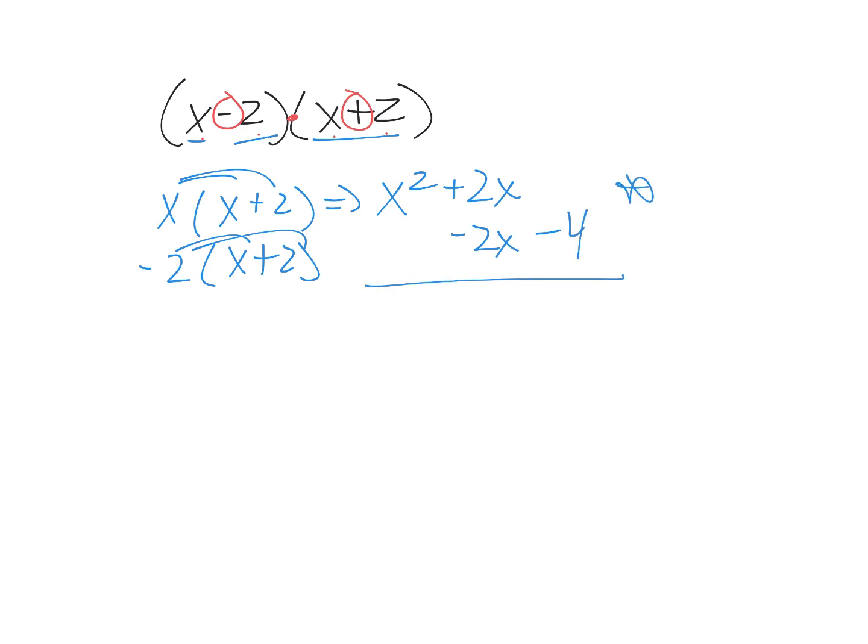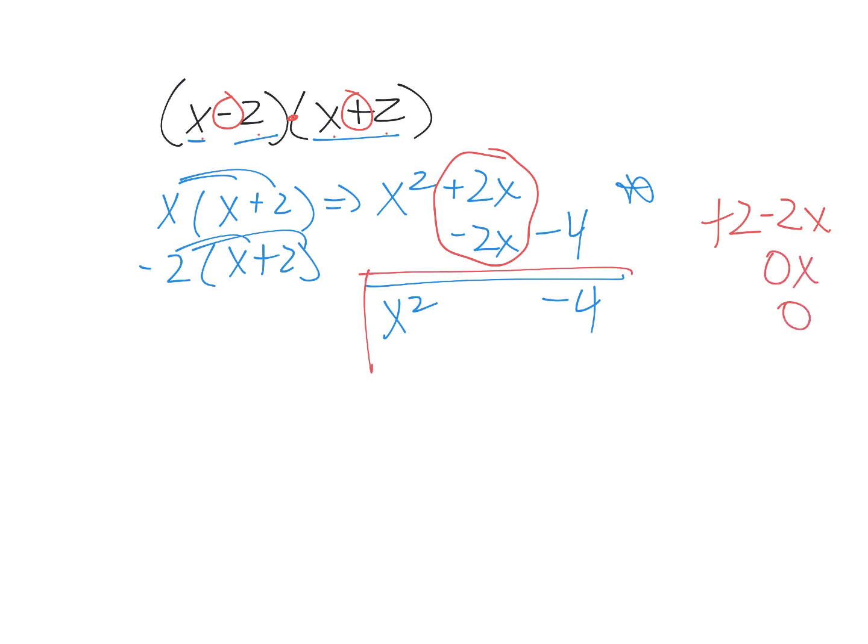Then remember, this is where we add, subtract, combine like terms. So our x squared does not combine with anything. Our negative 4 does not combine with anything either. And then look what happens with our middle term. We have a plus 2 minus 2x. So we get a 0x, and anything times 0 is just 0. So this is my answer because those two cancel out.